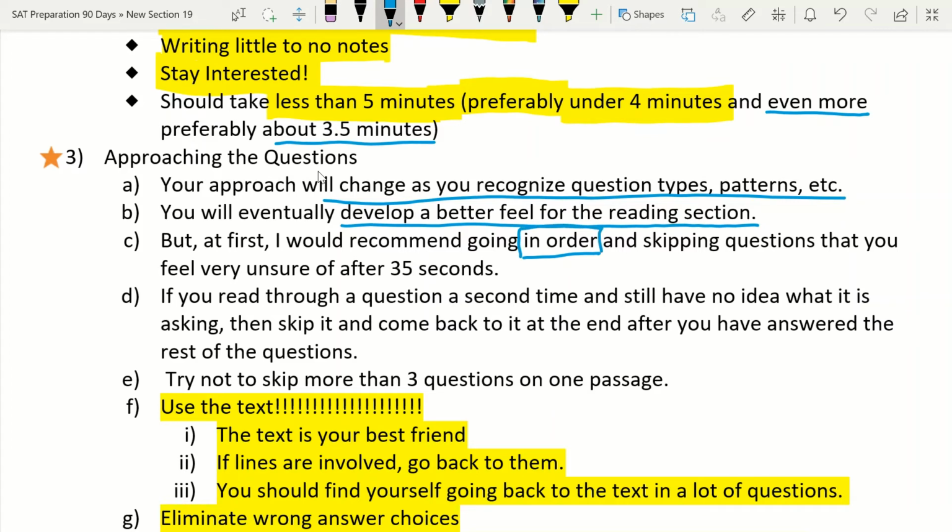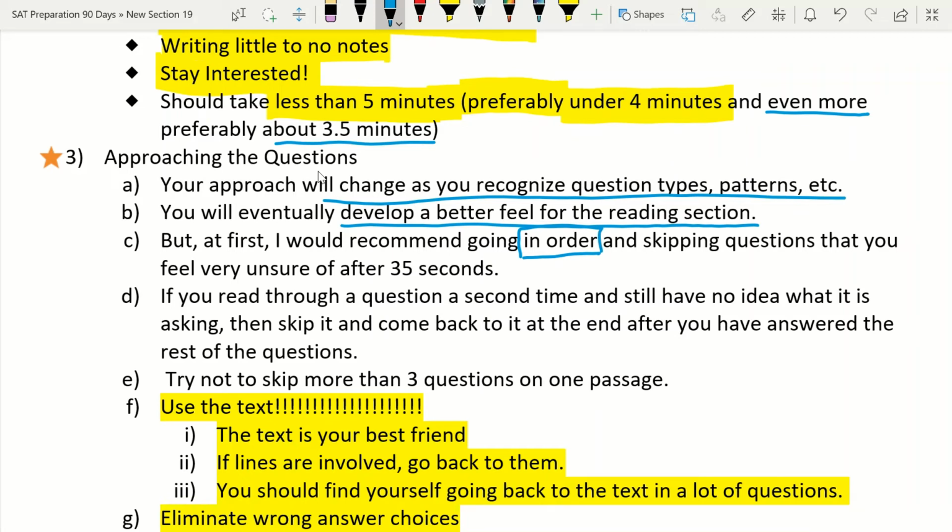So obviously, each passage has a set of questions that go along with it. I recommend that if you're just beginning, just go through those questions in order. And any questions that you feel very unsure of after 35 seconds, just go ahead and skip them. Then you're going to come back to them at the end when you have more time. And I'll talk more about pacing in a later video in this 14-day series as well. But for now, just note that.